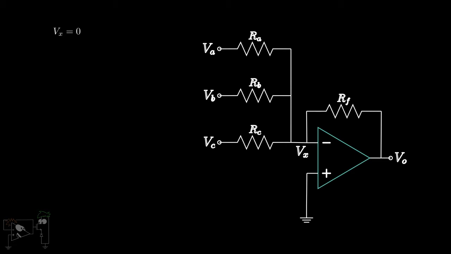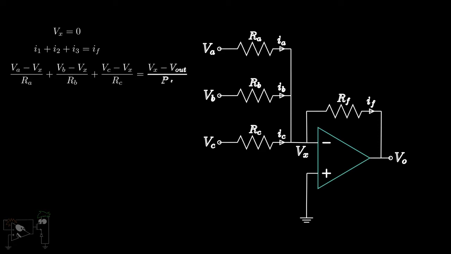Suppose the currents through RA, RB and RC are IA, IB and IC respectively, and the current through RF, the feedback resistor, is IF. As no current flows through the input terminals of the op-amp, IA, IB and IC will add up at node X and flow through RF as IF. Hence, we have IA plus IB plus IC is equal to IF.